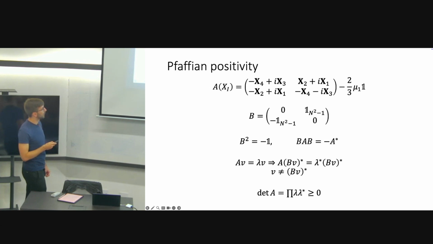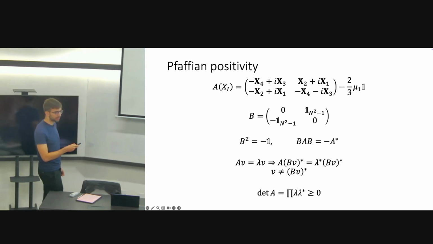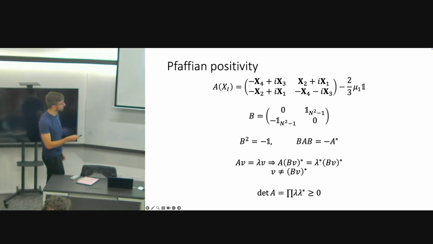Suppose I have a vector V, which is an eigenvector of A with eigenvalue lambda. Then let me consider the vector B V star. Using this identity, I can show that the vector B V star is an eigenvector of A with eigenvalue lambda star. To see this, you can just take the conjugate of this equation, you get A star, and then bring B to the other side. So every time I have an eigenvector V with eigenvalue lambda, I also have an eigenvector B V star with eigenvalue lambda star.